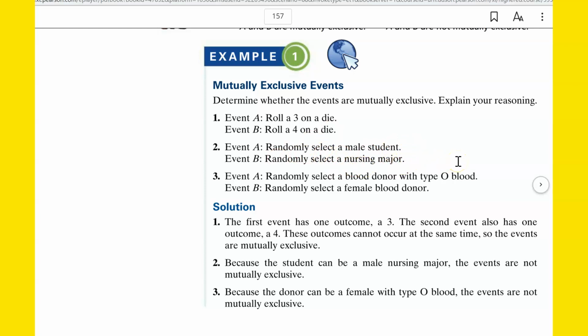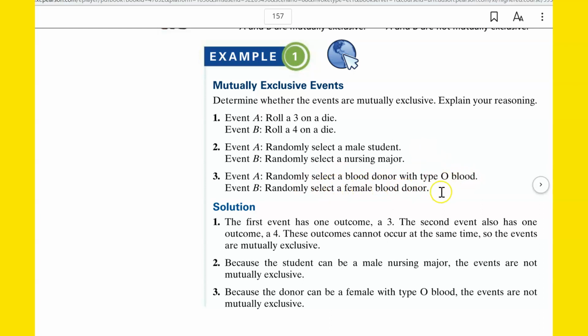The second one, select a male student or select a nursing major. The question is, can it be both? Can you select a student who is both a male and a nursing major at the same time? And the answer is yes. There are students who are male who are nursing majors. So in number 2, they are not mutually exclusive. They are overlapping.